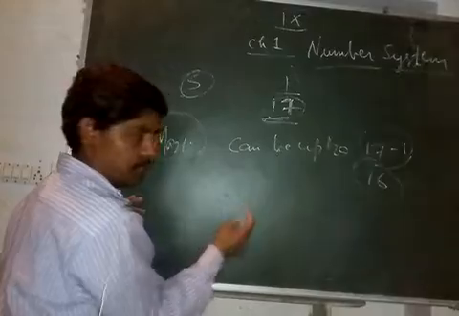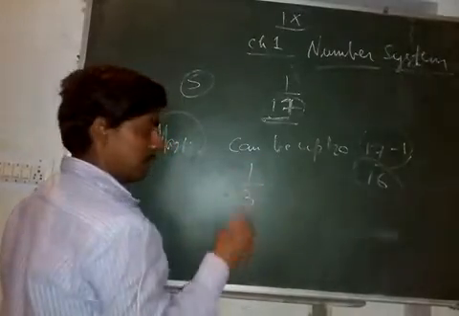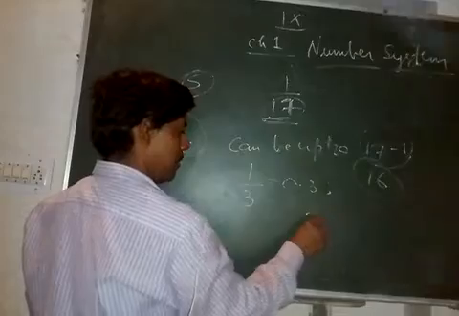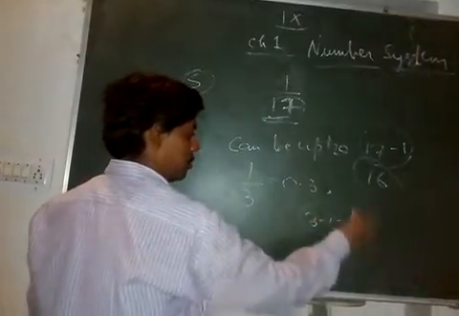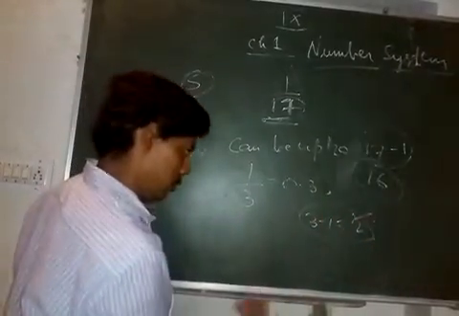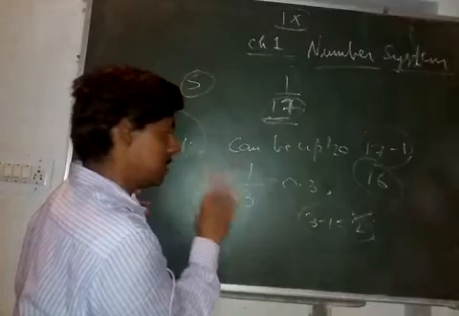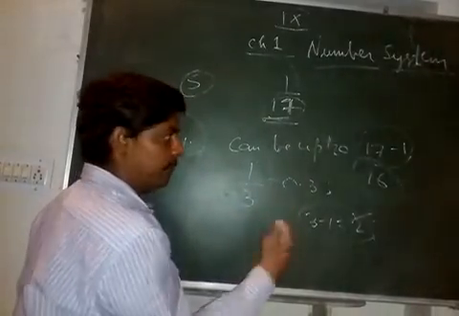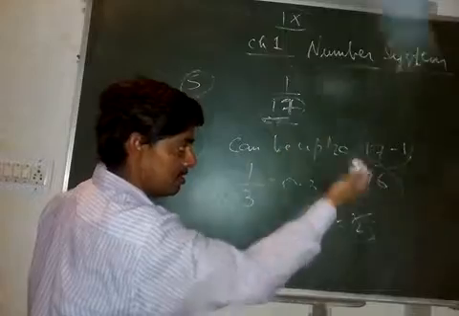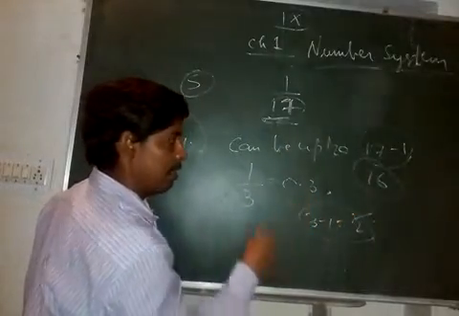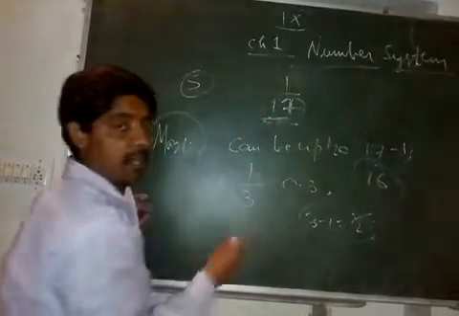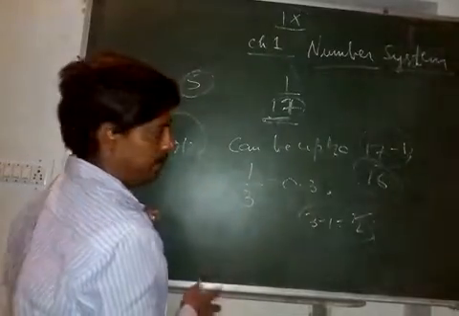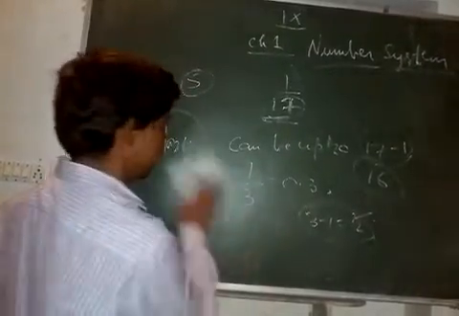Sometimes it is less. For example, 1 upon 3, there is only one digit which is repeated, 0.333, and 3 minus 1 is 2. 2 is the maximum number, though we are getting just 1. So the digits can be up to 2 or less than 2. Here the digits can be up to 16 or less than 16. But if you divide 1 by 17, you will find that the digits are exactly equal to 16. So that is the idea behind this question.